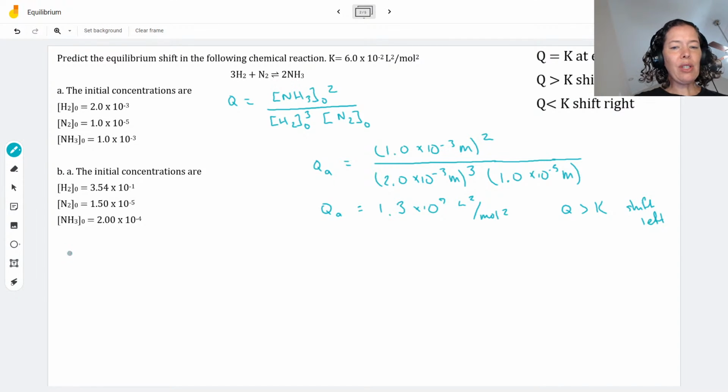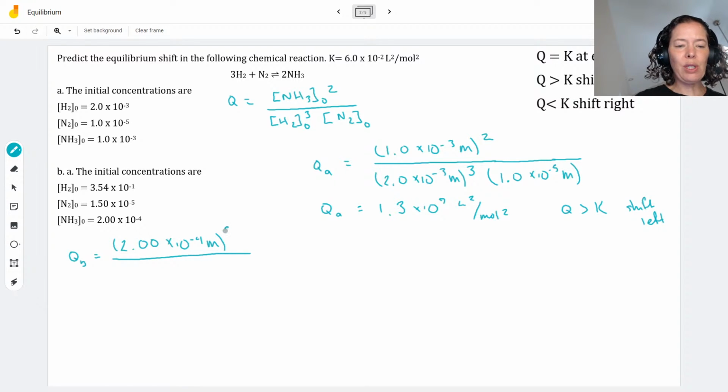So again, we're going to calculate Q the same way, except this is going to be part B. Again, I am using this expression right here, but we have new initial concentrations. Okay, so our concentration for ammonia is 2 times 10 to the negative 4th, and that's in molarity. Oh, sorry, that should be squared. Don't want to forget that. That is kind of a classic thing to do when you do equilibrium problems. It's very easy to drop a squared or a cubed or something like that.